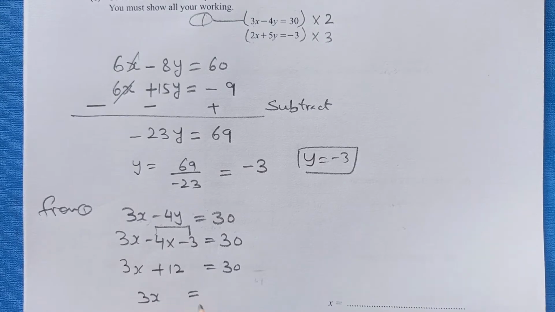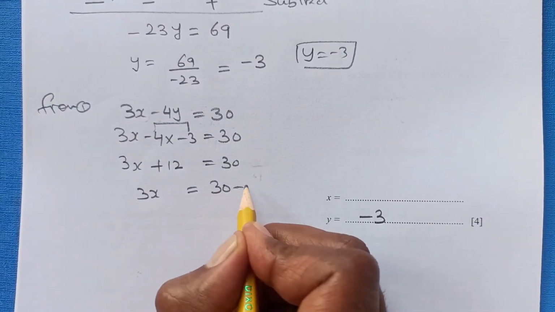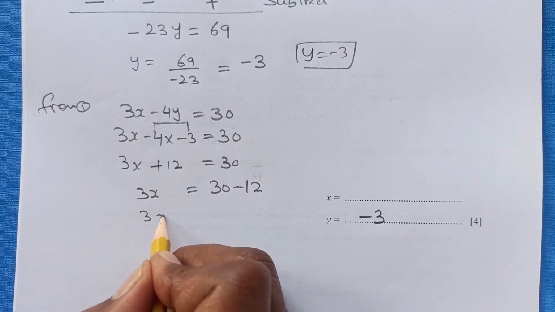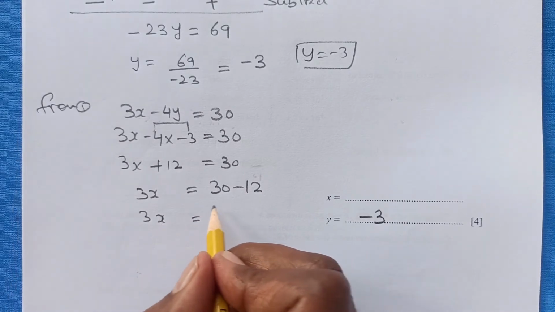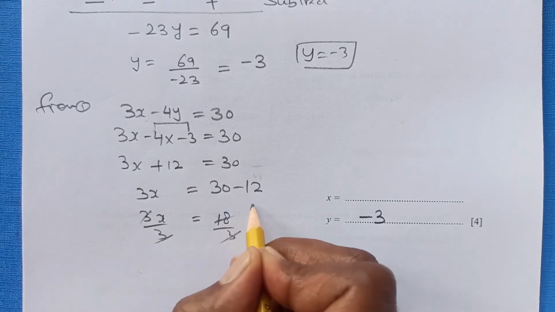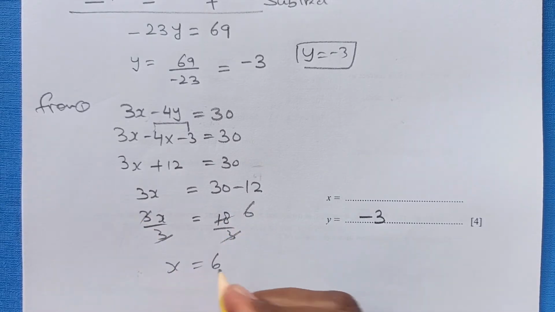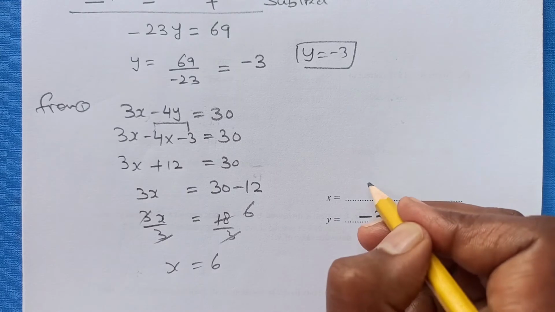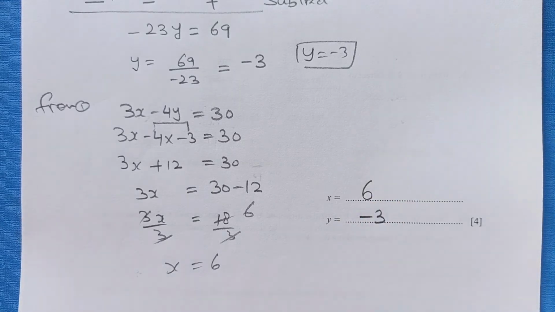So 3x equals 30 minus 12, which is 18, divide by 3, divide by 3. So x is 6. So the answer for x is 6.